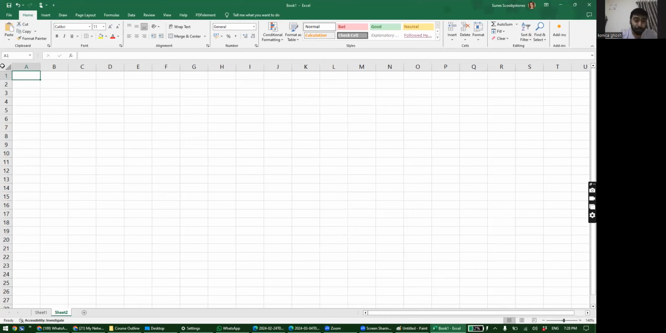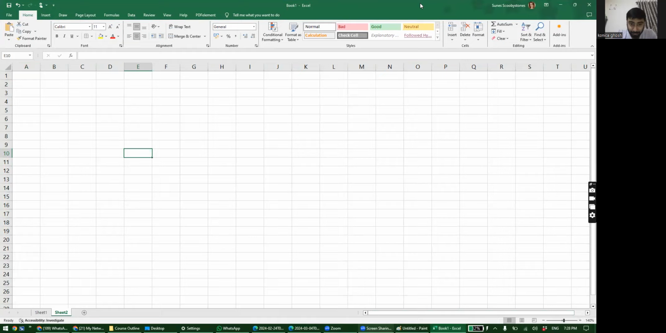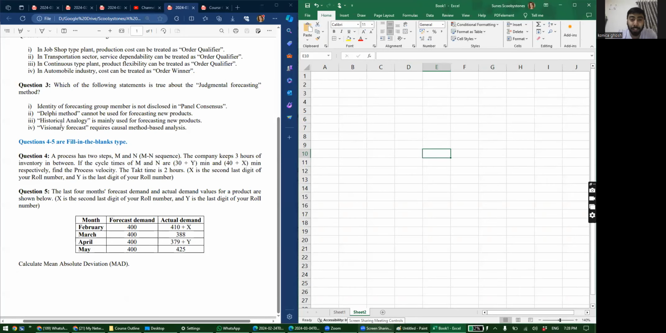Now see, let's just open the problem first. The problem talks about a process which has 2 steps. A process is basically, let's say Maruti Suzuki again. So we'll take the same example. It'll be easier to relate. What does Maruti Suzuki do? They build a car. They're basically making a car.